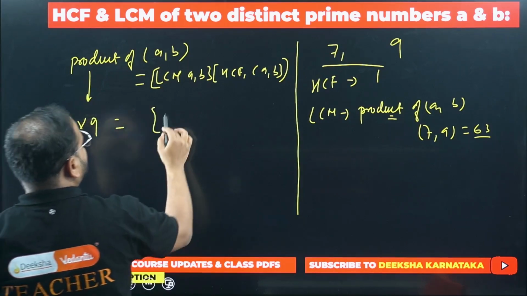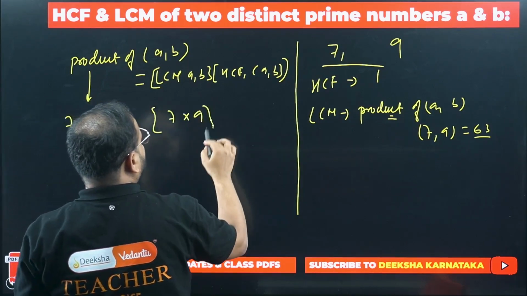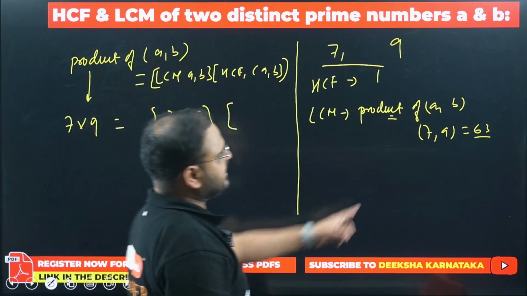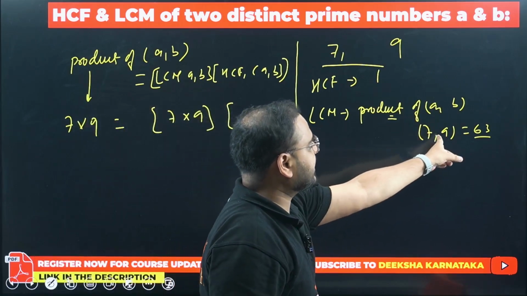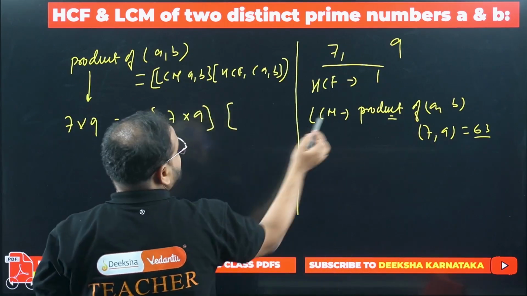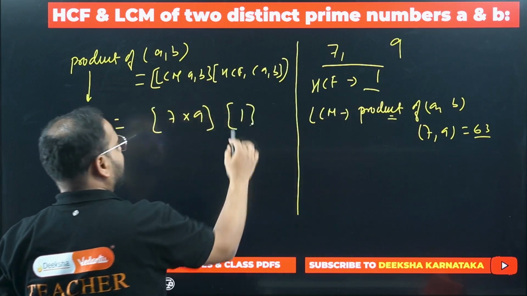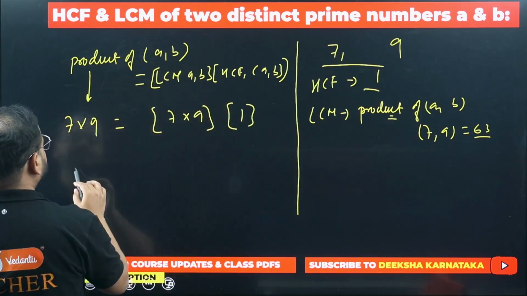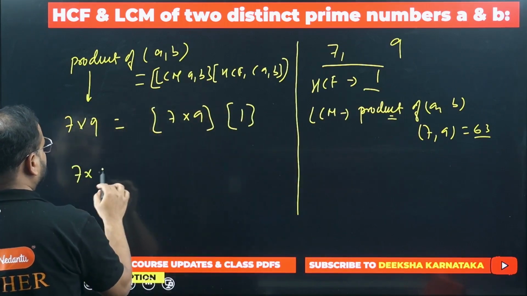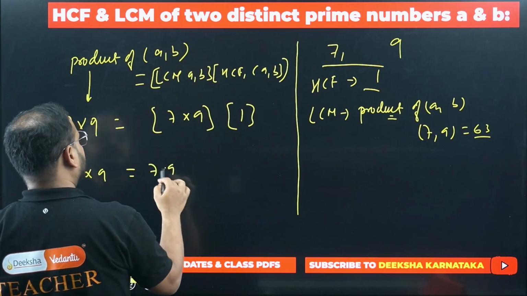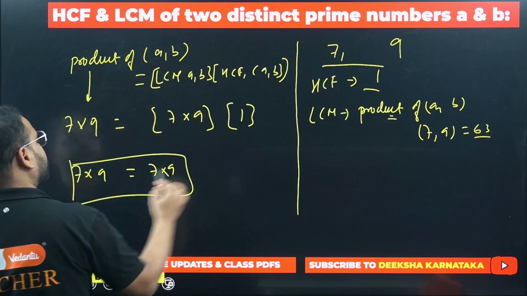What's the LCM? Again 7 times 9. What's the HCF? HCF is 1. Okay, HCF is 1. So the product is 7 times 9, and HCF times LCM is also 7 times 9. Isn't that equal? It's equal.